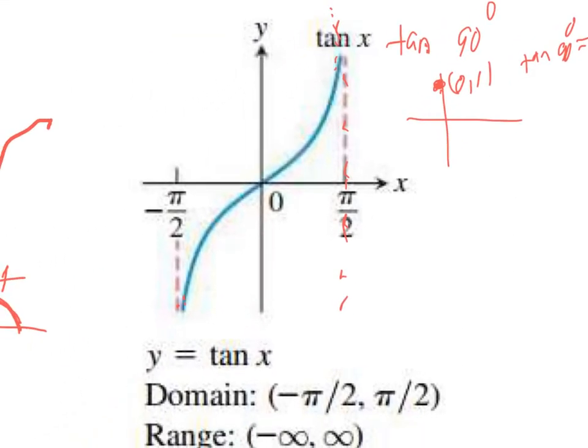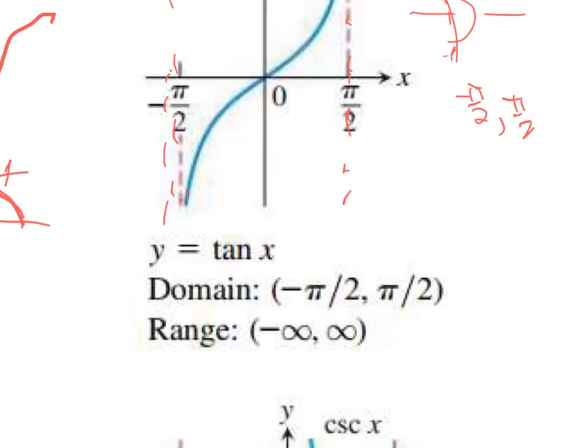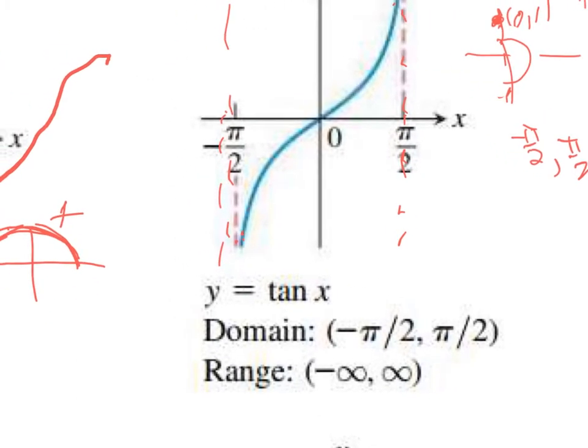And it also happens at -pi over 2, which you know better as 3 pi over 2. Tangent is undefined at both pi over 2 and 3 pi over 2, but we call it -pi over 2 and pi over 2. So there's your picture. And the range, since it's asymptotic, goes forever down and forever up.